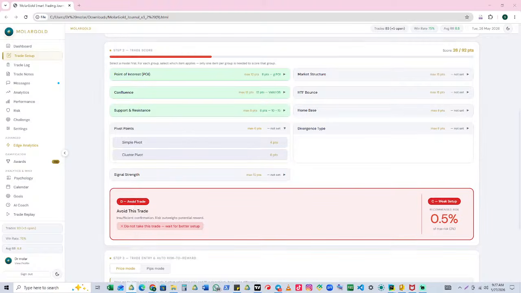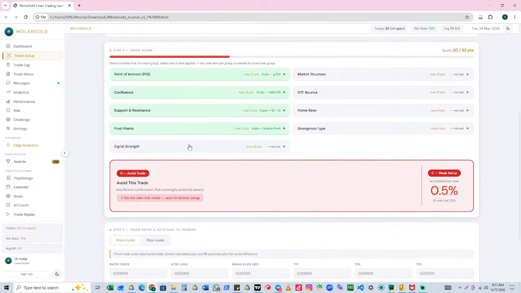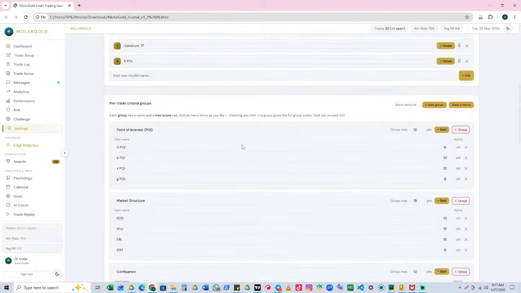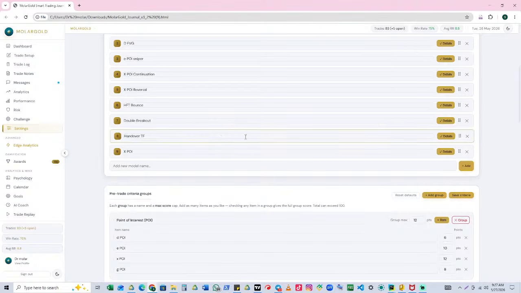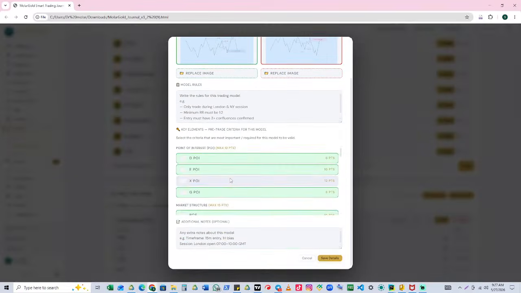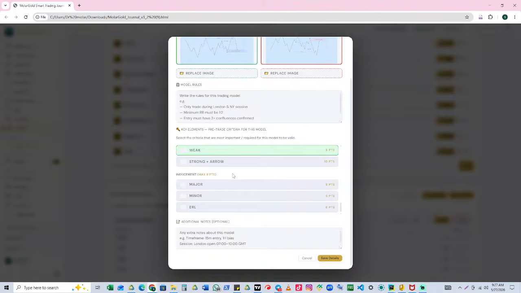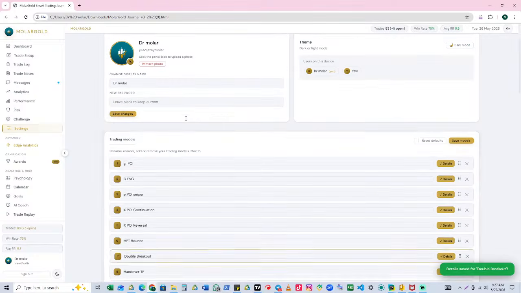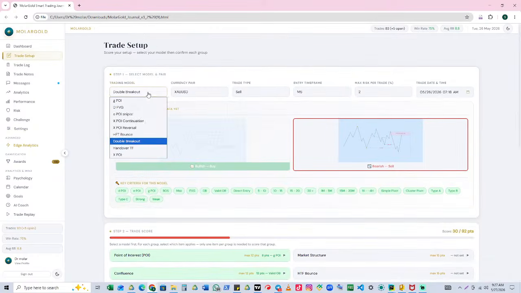Let's see what is here. Okay, a simple pivot, and signal strength is strong with an arrow. So I need to go add that quickly to the double breakout. Double breakout, strong with an arrow. So let's add that inside. Signal strength strong with an arrow. It means that we have to start all over.